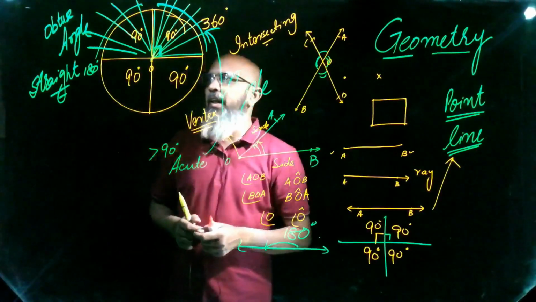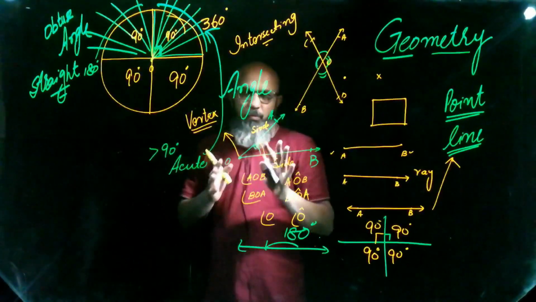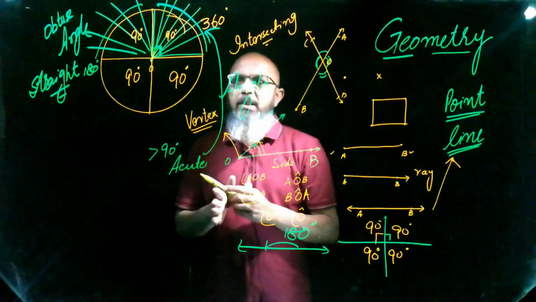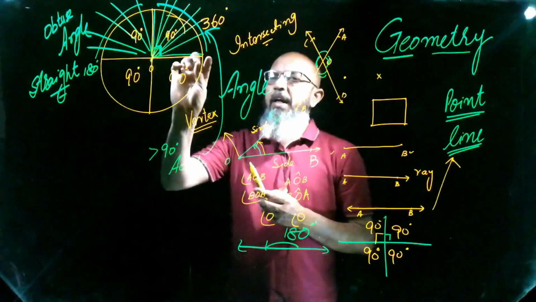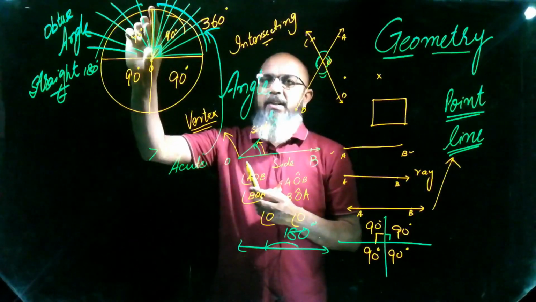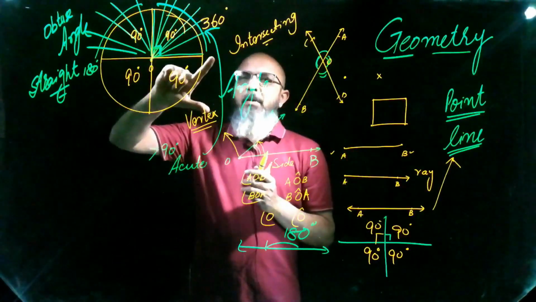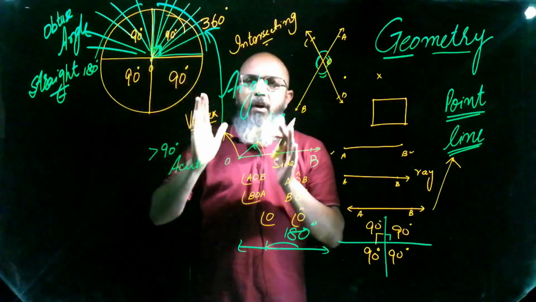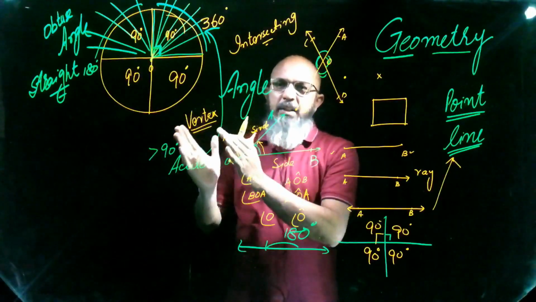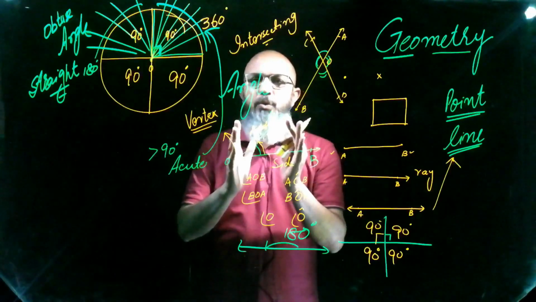So now come to the next. Now you learn about three types of angles. The first one is the angle that is greater than 0 and less than 90, called an acute angle. The angle between 0 and 90 degrees, or the other way you can say the angle is less than 90 degrees, is called an acute angle.